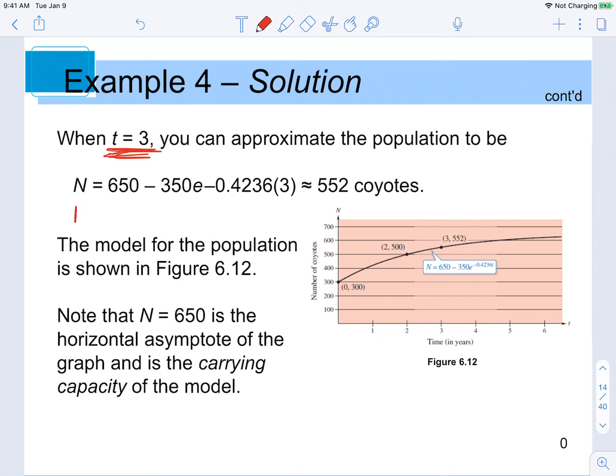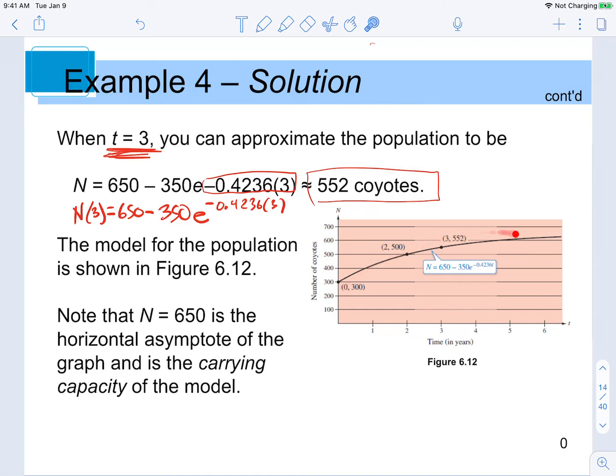And this is written wrong. When this thing translated the slide, it took everything out of where it's supposed to be. It's supposed to look like this. This is supposed to be in the exponent, the power. And it turns out to be 552 coyotes. And here's what the graph looks like. And you can see that at 3, go up, that's where they get that from.